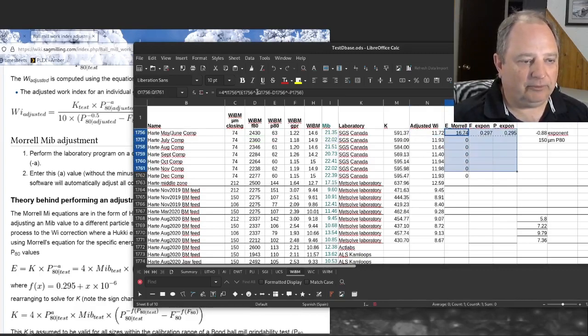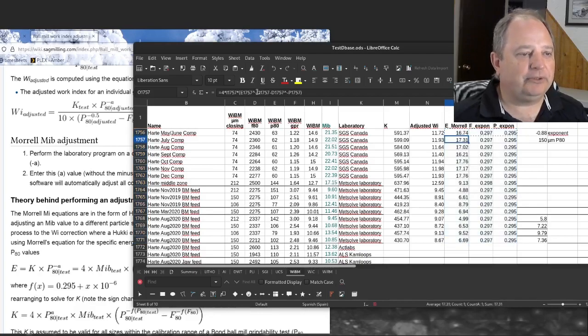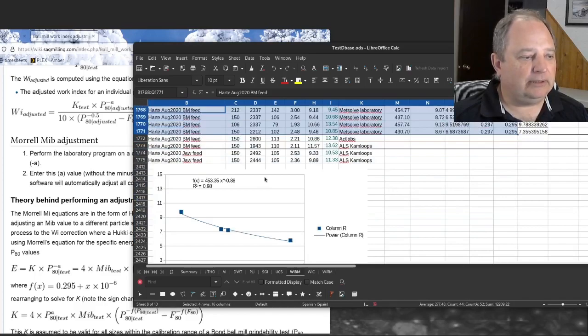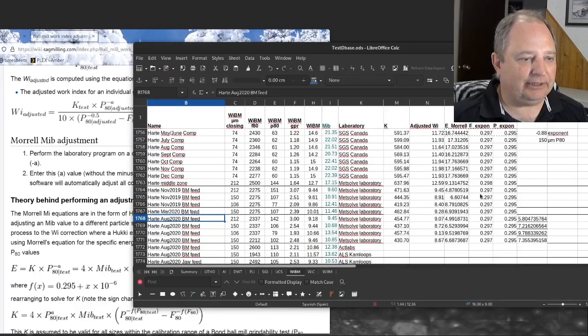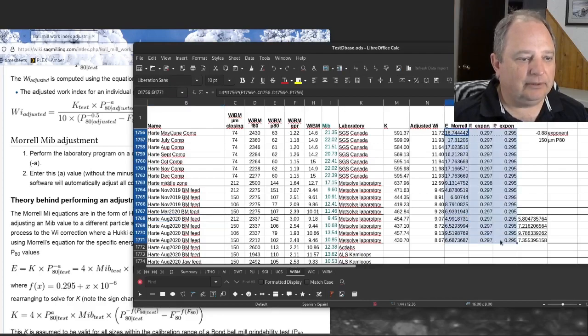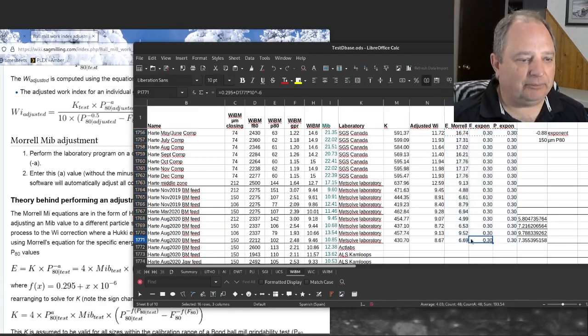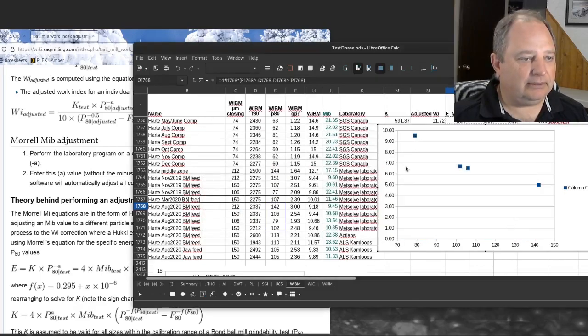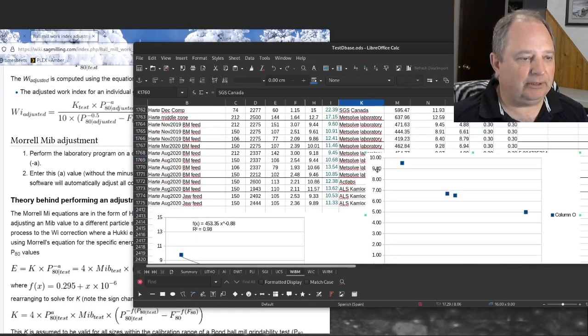I guess I need those exponents too, don't I? I'm going to generate this for the whole works here. So here's our calibration data set again. So let's basically do the same idea as here, except this time we're going to take the specific energy consumption using Morrell's data, which is right here, and there's the P80. So we're going to plot this against that. We're going to get a new signature plot. And points, and next, and finish. Okay, so there's our new signature plot.